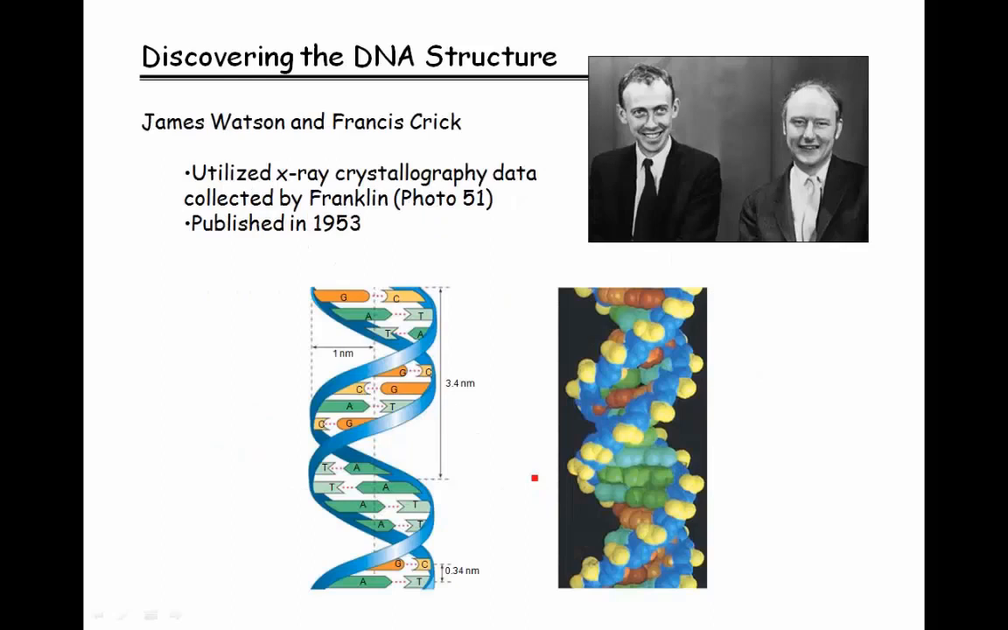Two other individuals, James Watson and Francis Crick, they were also working on the structure of DNA. They looked at and analyzed the X-ray crystallography data that Rosalind Franklin had collected. So they looked at that Photo 51 and they expanded on her concepts. So they said it was a helix, but more specifically, DNA was a double helix. And they also agreed with her conclusion that the sugars and the phosphates were on the outside of the molecule, and they published their data in 1953.